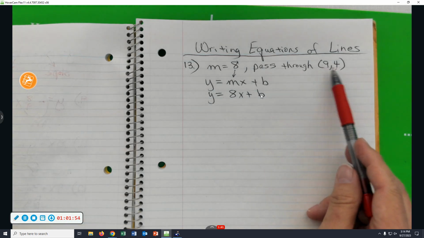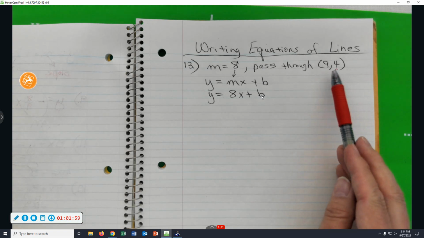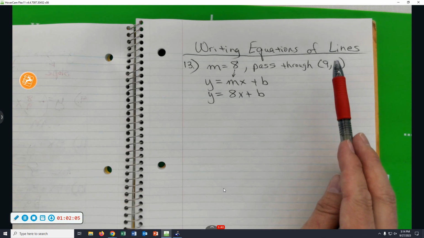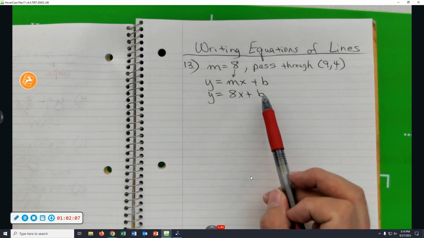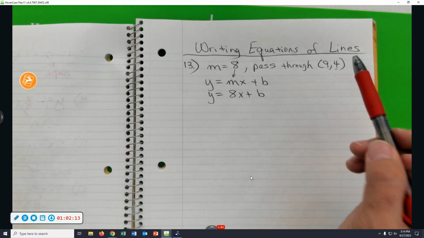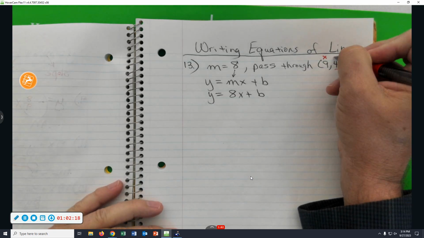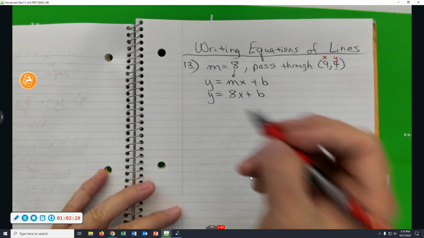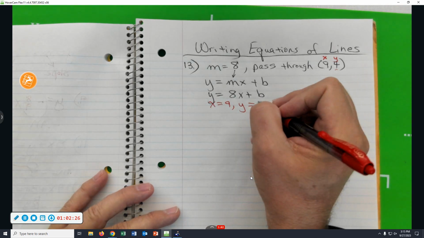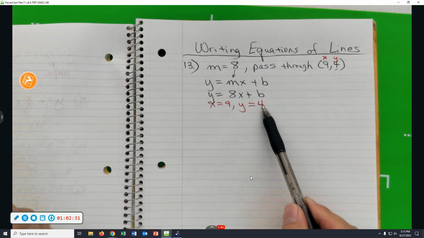Is 9,4, is that the intercept? Is that on the y-axis? No, it's not on the y-axis. To be on the y-axis, that first number has to be a 0. So they didn't give us the y-intercept, so we don't know b. We can find b because they gave us an xy. They gave us that ordered pair. So let x equal 9 and y equal 4. Let's plug in 9 for x and 4 for y.